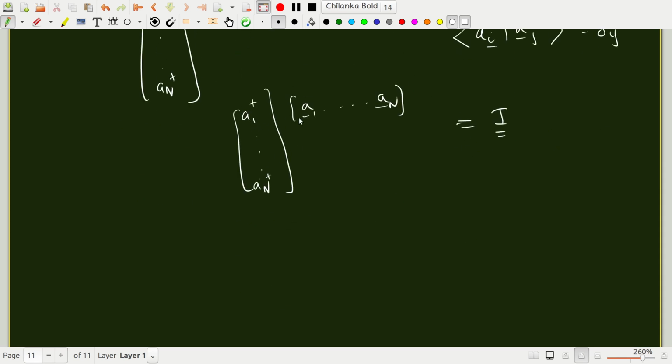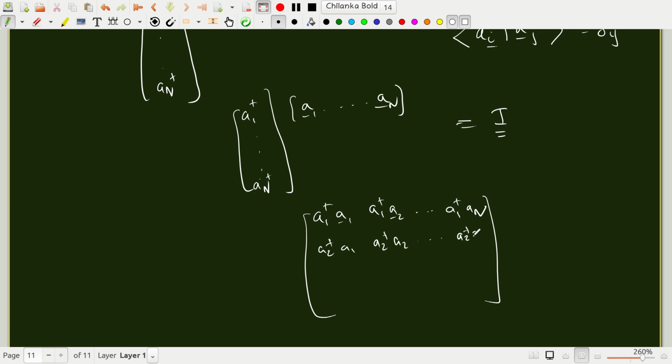Because this multiplied by this is identity, this is a matrix comprising elements like A1 dagger A1, A1 dagger A2, A1 dagger An, A2 dagger A1, A2 dagger A2, A2 dagger An. This is identity. That means that the column vectors are orthogonal. We know that this has to be identity. So the column vectors of a unitary matrix form an orthonormal set.